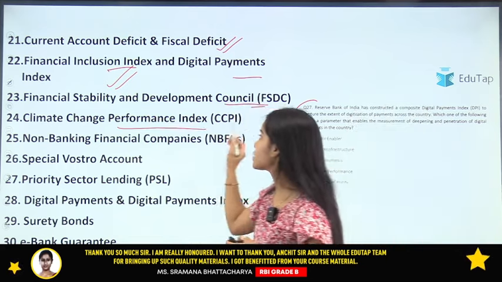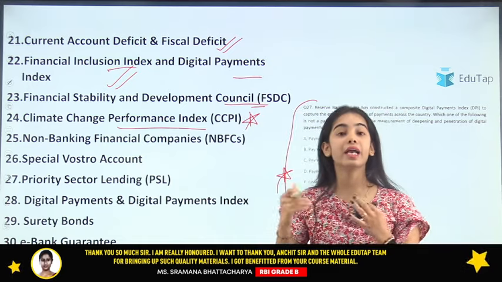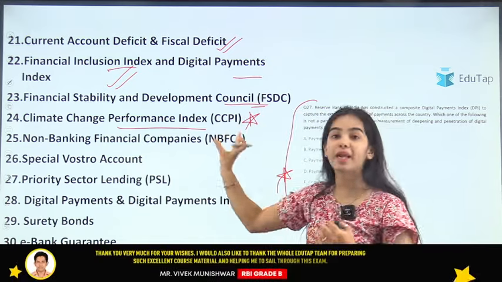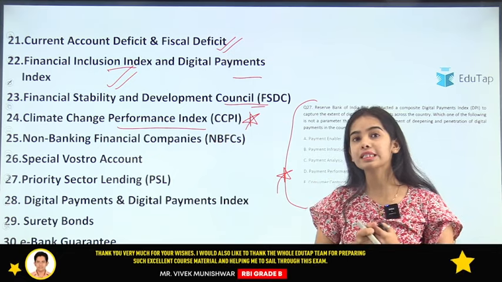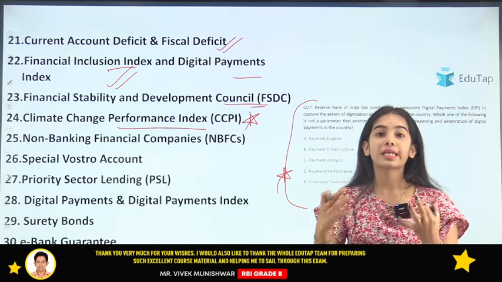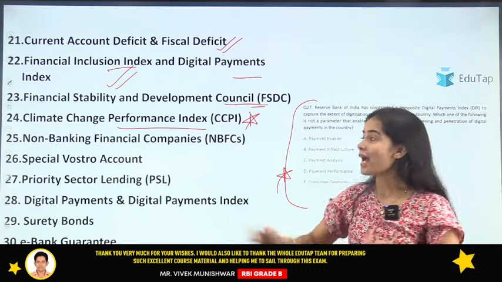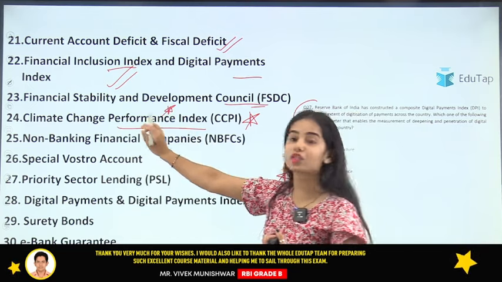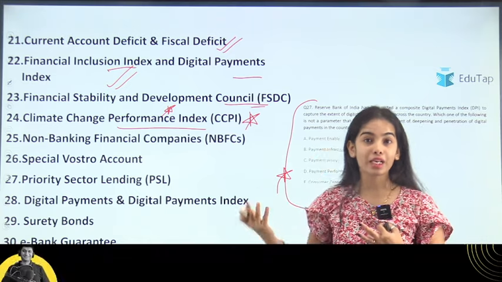Now the CCPI, this was discussed in the report on currency and finance. So this CCPI, what is the rank of India in the CCPI? Currently the RBI is focusing a lot on green deposits, climate change, and greenwashing, so the CCPI, a direct question can come on this: what is the ranking of India?